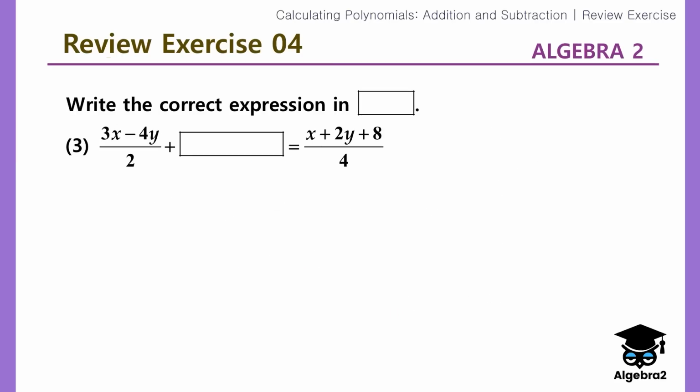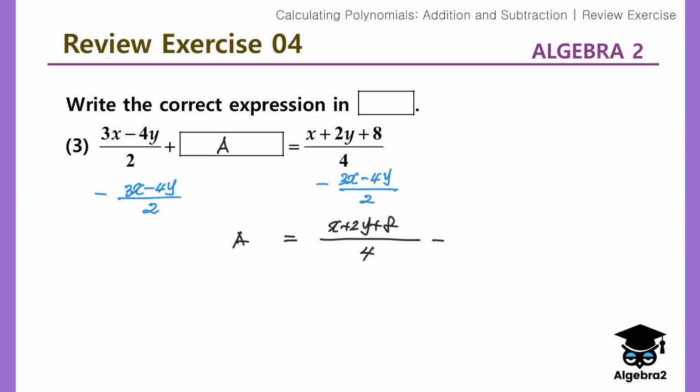Number 3. Again, I'm going to let this empty space be A. And what I'm going to do is eliminate this expression right here. So I'm going to subtract (3x - 4y)/2 from each side. Then our expression A is equal to (x + 2y + 8)/4 minus (3x - 4y)/2.